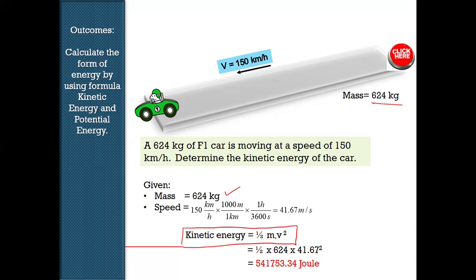We substitute the velocity and the mass into the equation, and then we get our energy in joules. So that means 1 joule corresponds with how much? It corresponds with kilogram meter squared per second squared. That's what 1 joule actually corresponds with.